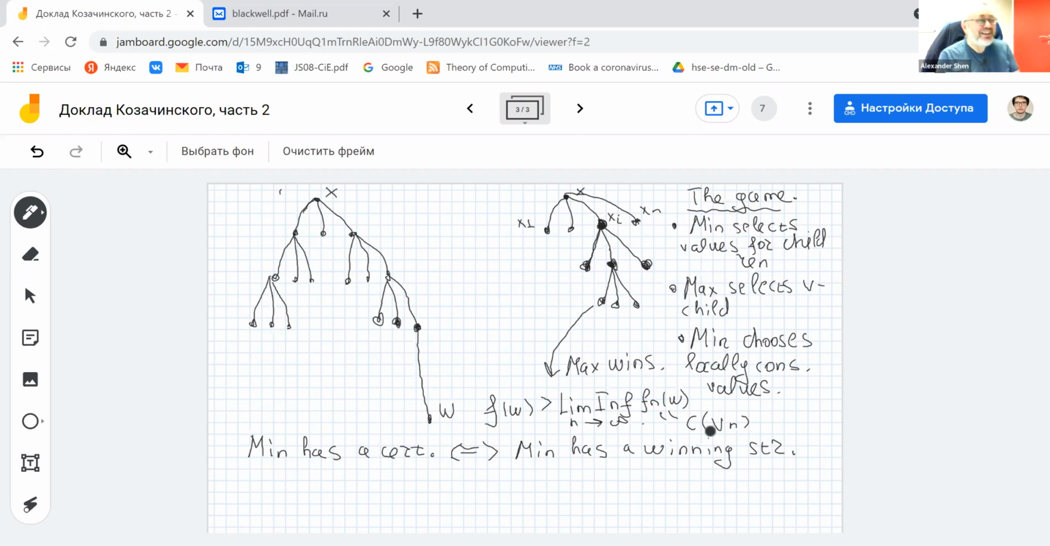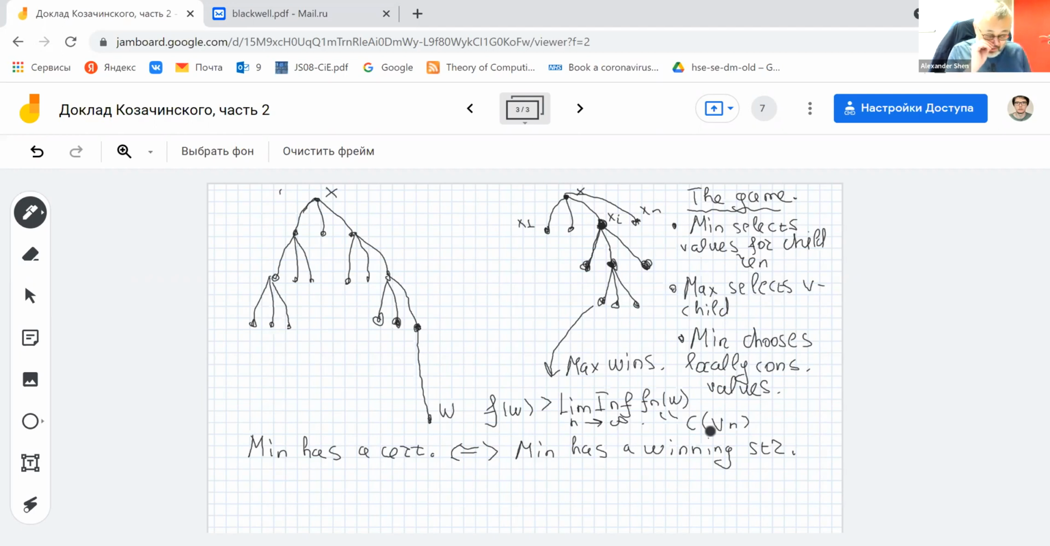Okay. Anyway, it's clear. It's obvious that if Min has a certificate, then it's a winning strategy. But the less obvious remark, which is also obvious, but still less obvious, is that the strategies in this game are no more and no less than a certificate. Because the strategy should tell us what we should do for all possible moves of Max.